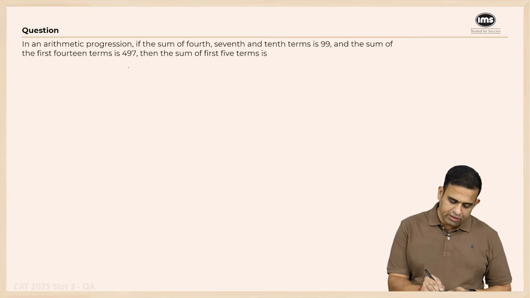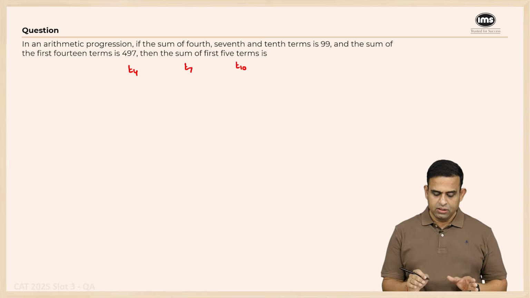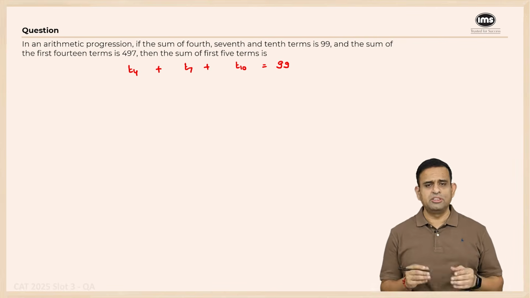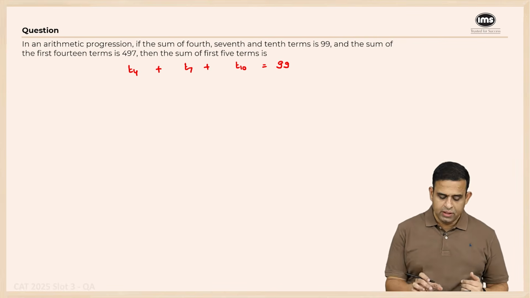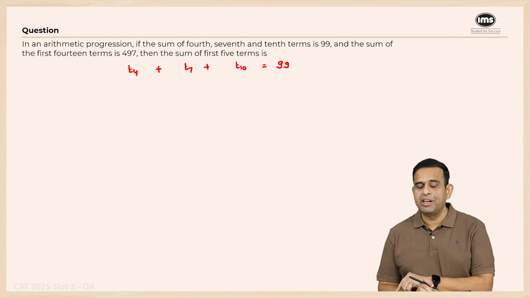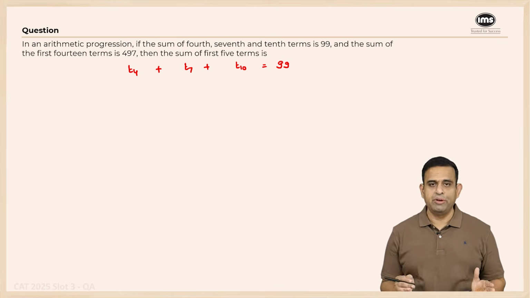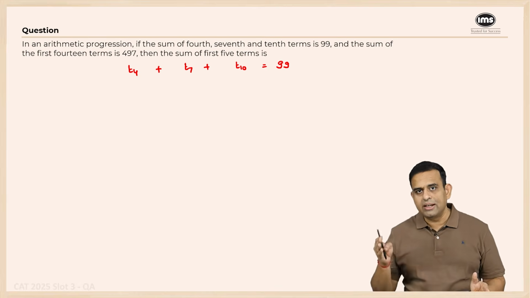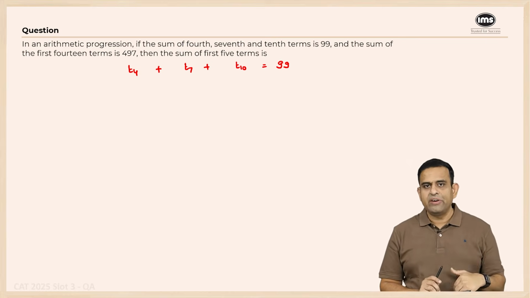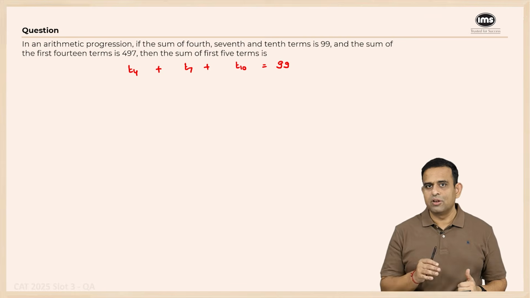Understand what they have given: the 4th term, 7th term and the 10th term of the AP. Their sum is equal to 99, which is my first statement that is going to help me find the answer. Now understand the 4th term, 7th term and 10th term are equidistant terms in an AP, and these are also going to form an AP, with a common difference of 3D, if I assume the normal AP had a common difference of D.